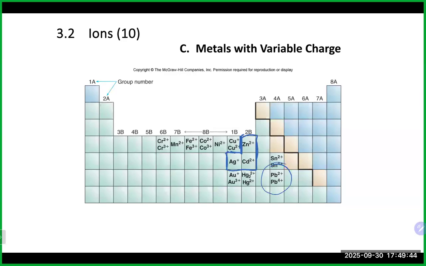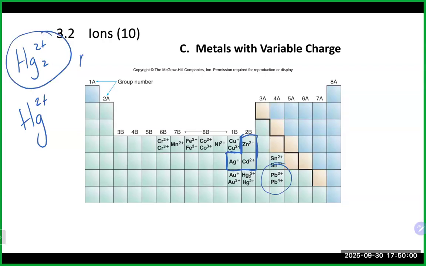And one of the weird ones for our type 2 is mercury. So we have mercury like this, and we have mercury like this. And oddly enough, the one with all the 2s is actually mercury 1.